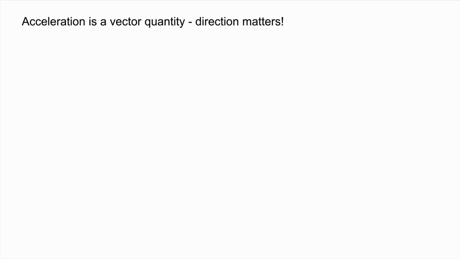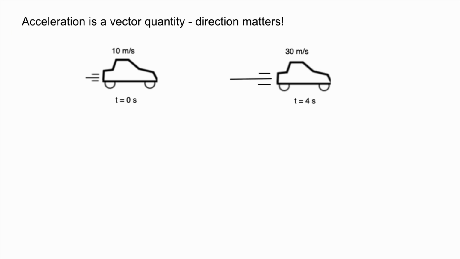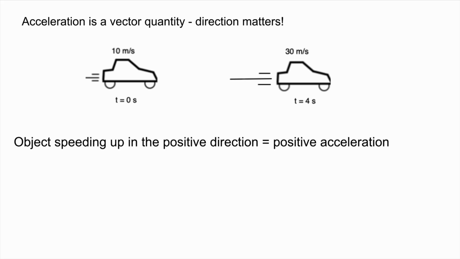All right, one thing that's really important to keep in mind is that acceleration is a vector quantity, so direction definitely matters when we're dealing with acceleration. And this is something you need to pay attention to because a lot of students get into trouble with this. So let's just say I have this car at t equals 0 going 10 meters per second, and at t equals 4 seconds it's going 30.